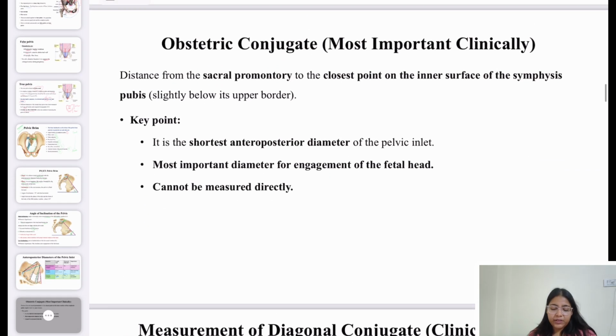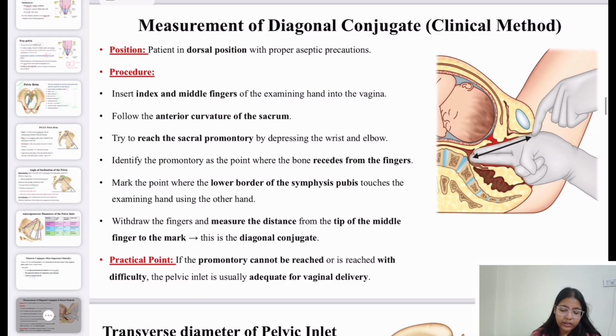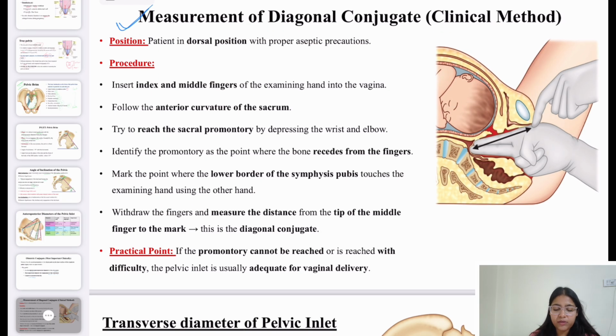And why is the obstetric conjugate most important? Because it is the shortest AP diameter of the pelvic inlet. It is the most important diameter for engagement of the fetal head, and the important key point is it cannot be measured directly. Now, how will you measure the diagonal conjugate? This also comes as a question, a very important viva question. So if you are answering well, this may be asked from you.